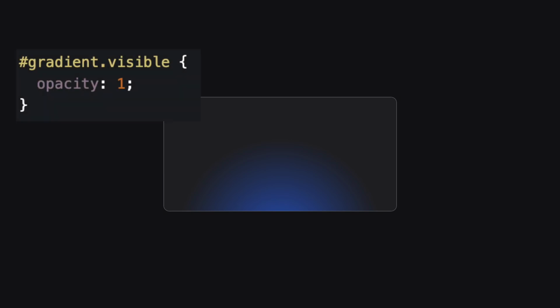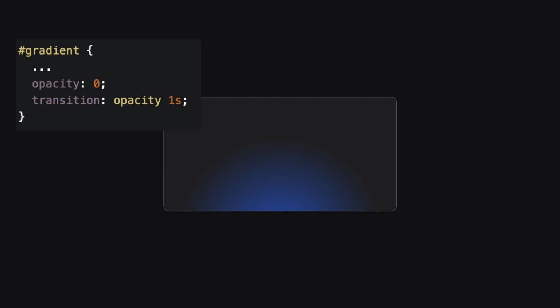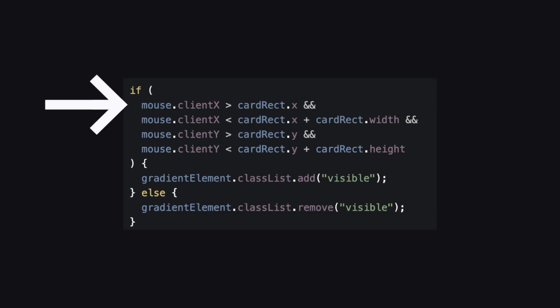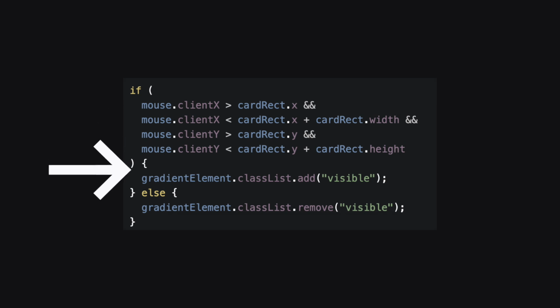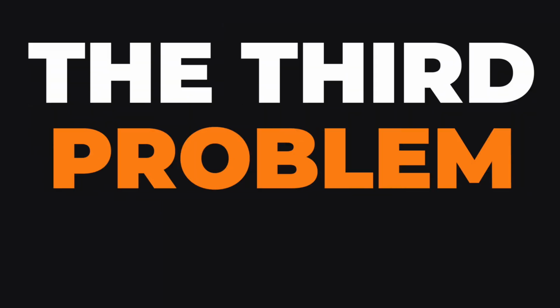What if we create a class with opacity 1 which we can toggle on and off when we hover the card? Put opacity 0 on the gradient as a default, and once the mouse is inside the card we can add the class. Cool! I think we can tone it down as well. 0.9? Nah. 0.8? Nah. 0.6? That's the spot.